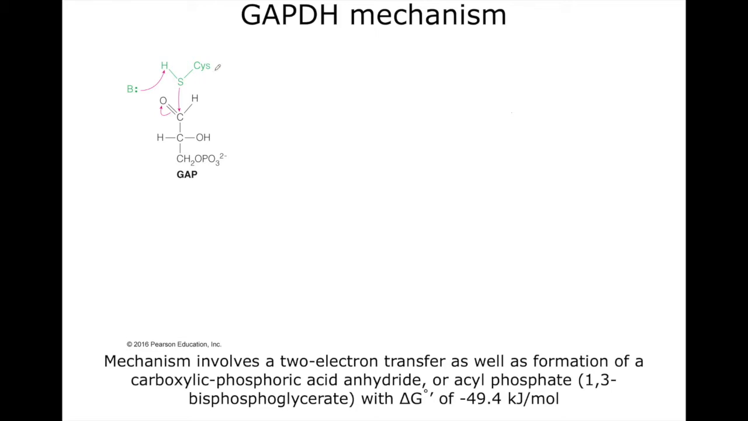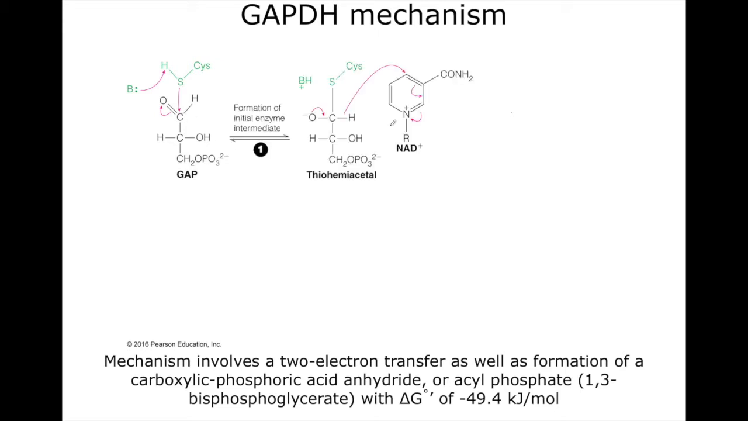So here is that cysteine. Here is that histidine, and this is my glyceraldehyde 3-phosphate. This would be my substrate. Now we start out, our histidine is going to pull off a hydrogen from my cysteine, and then we're going to get a nucleophilic attack on that carbon here, which is fairly electronegative. So we end up with a covalent bond, covalent catalysis between the cysteine and what was the glyceraldehyde 3-phosphate.